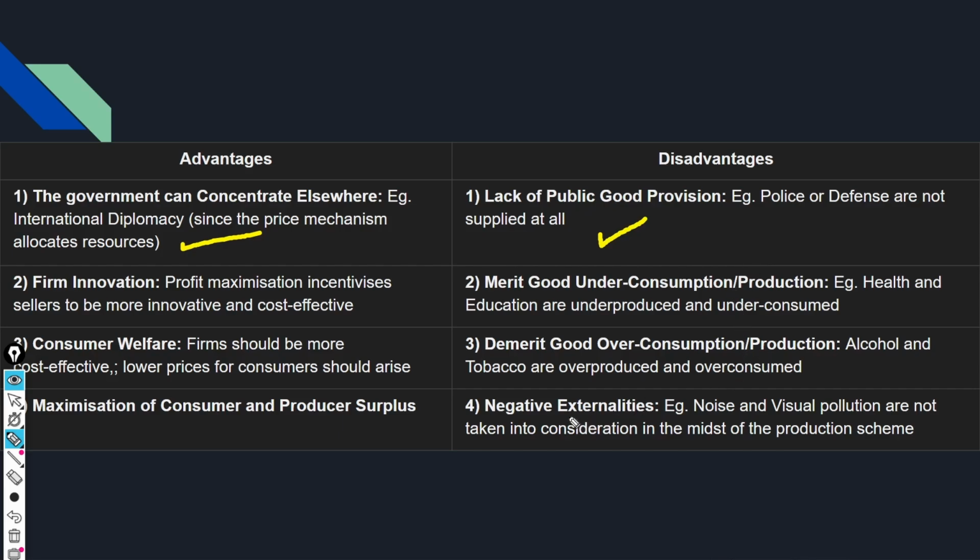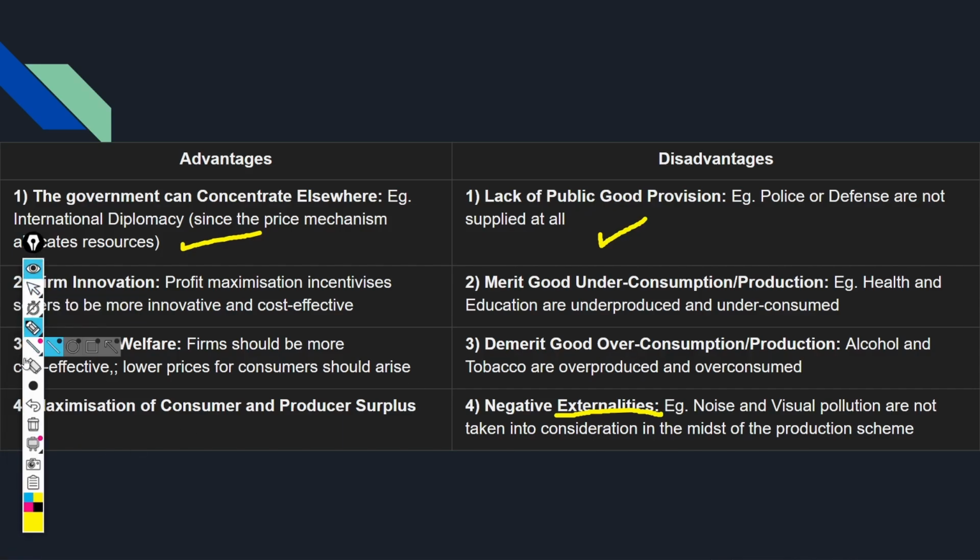And there'll also be negative externalities, that is basically harms which you cause to others. So obviously firms want to maximize production, so there'll be more noise and visual pollution, which can affect the government and which can affect the environment.